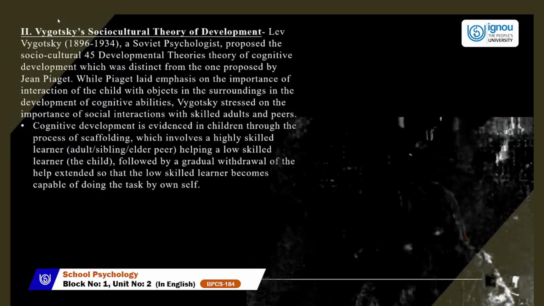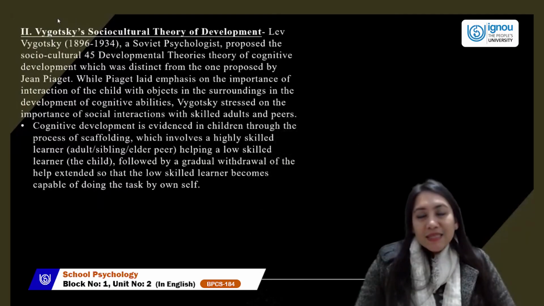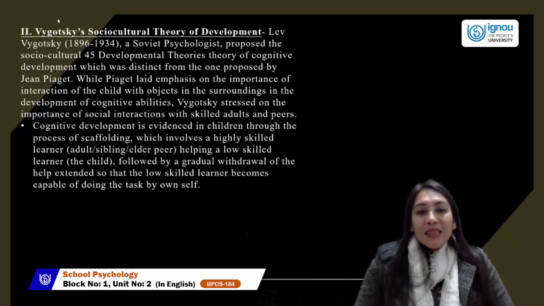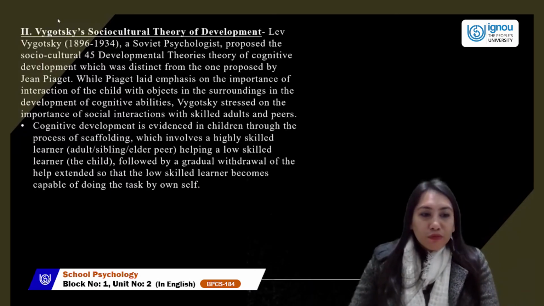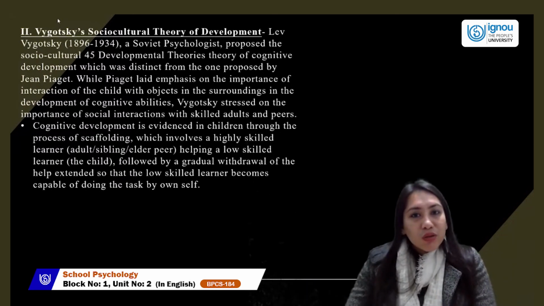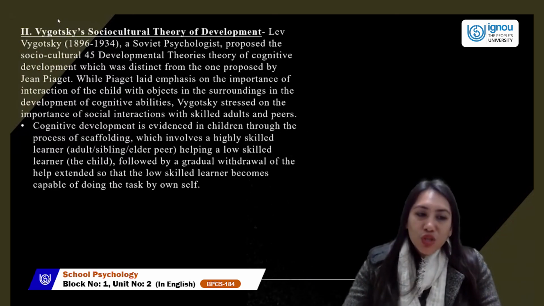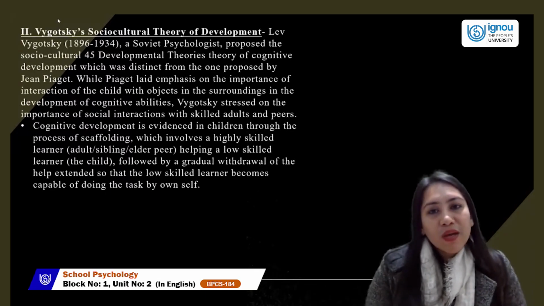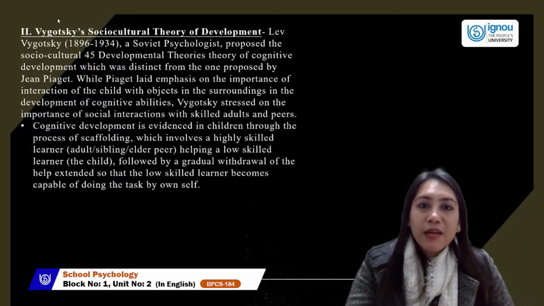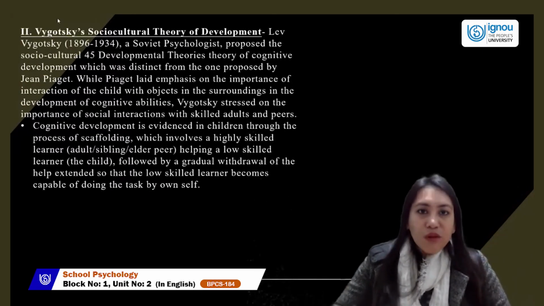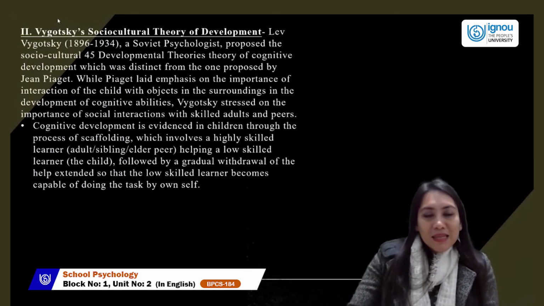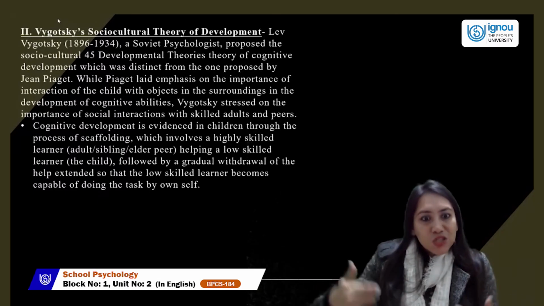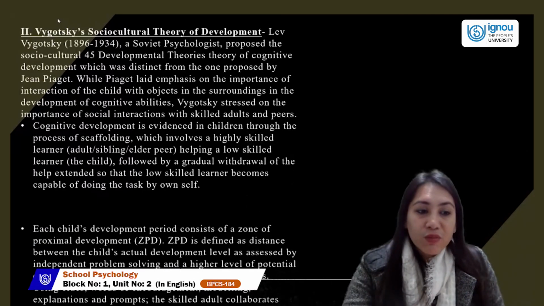So, cognitive development is evidenced in children through a process called scaffolding. Scaffolding is a process that involves highly skilled learners helping the low skilled learners. Highly skilled could be teachers, siblings, elders, and the low skilled learners are children, followed by a gradual withdrawal of the help which is extended to the low skilled learner, which is the child, and then the child becomes independent. It is simply trying to say scaffolding is a process where you are supported by teachers, and with the passage of time, you learn that skill, and they move away, and you do it on your own. So it's like cycling. Your sibling or your parent guides you on how to cycle, and with the passage of time, their support declines, and you do it on your own. So this is the process of scaffolding given by Vygotsky.